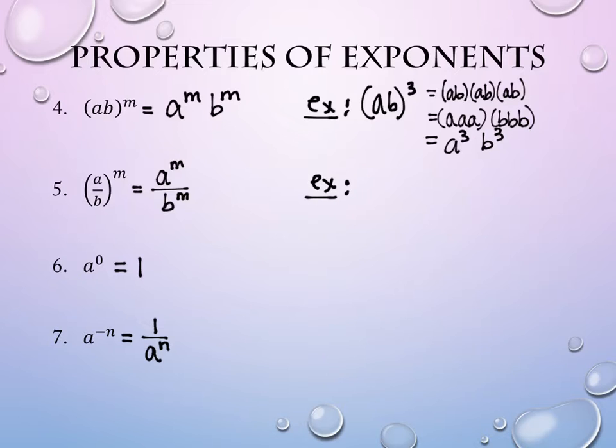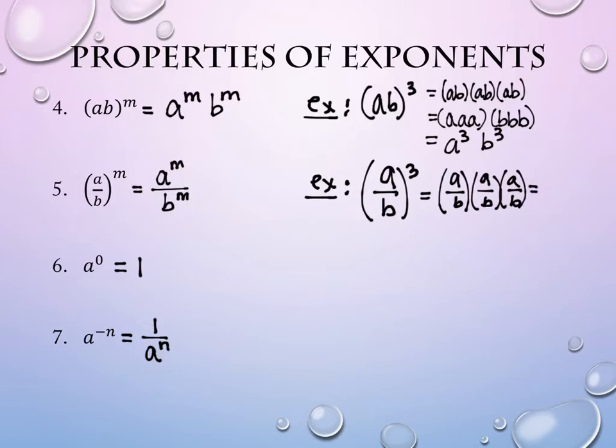Property number 5. We're doing the same thing, but we have A divided by B, and we'll do it cubed as well. So again, this is A over B times A over B times A over B. This one's even easier because I don't physically have to shuffle anything. It's multiplication of fractions, so I can multiply straight across the top, straight across the bottom, and sure enough I have A cubed over B cubed.